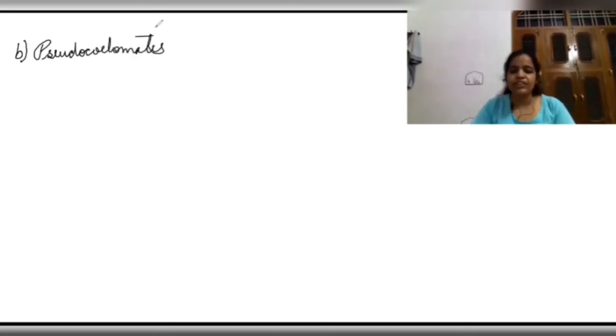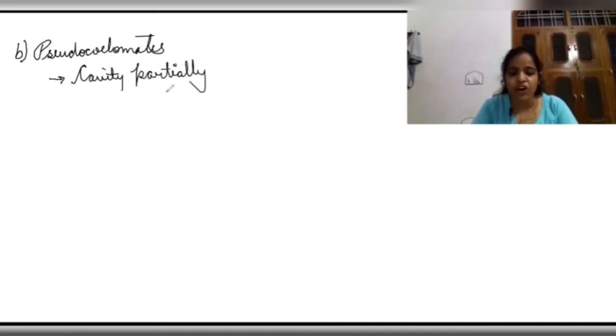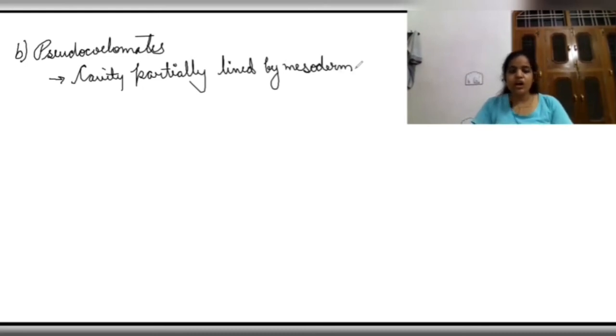Pseudocoelomates will have the cavity partially lined by the mesoderm. So I'll show you how they look, but let's first write what the pseudocoelomates are. Cavity partially lined by mesoderm. It means it will not be lined on both sides by the mesoderm. Partially lined by mesoderm. Clear? So how it would look, I'll show you now on the screen.